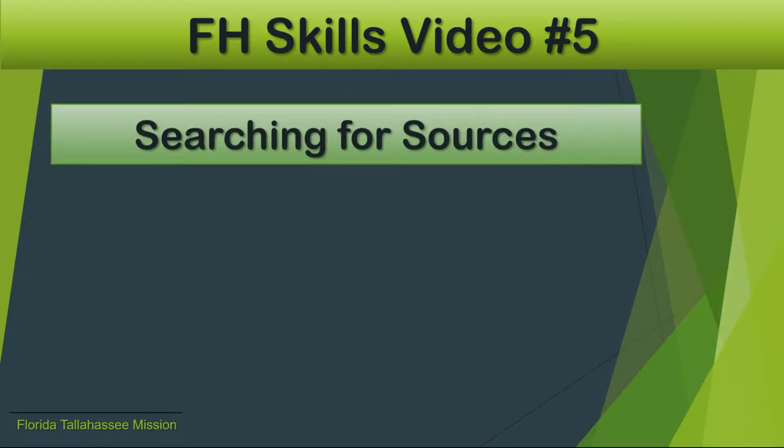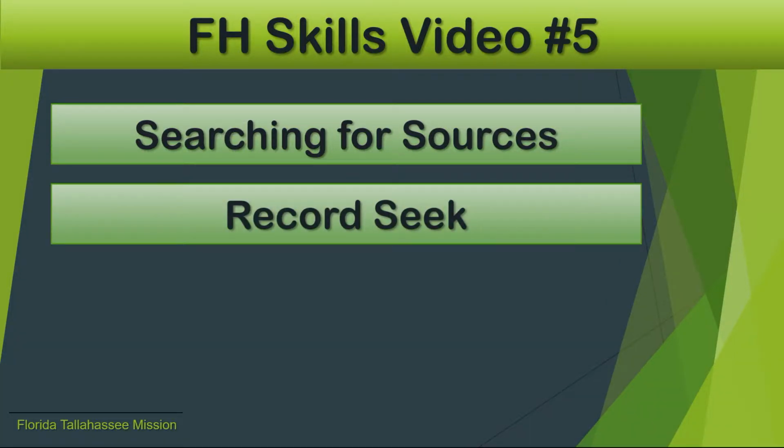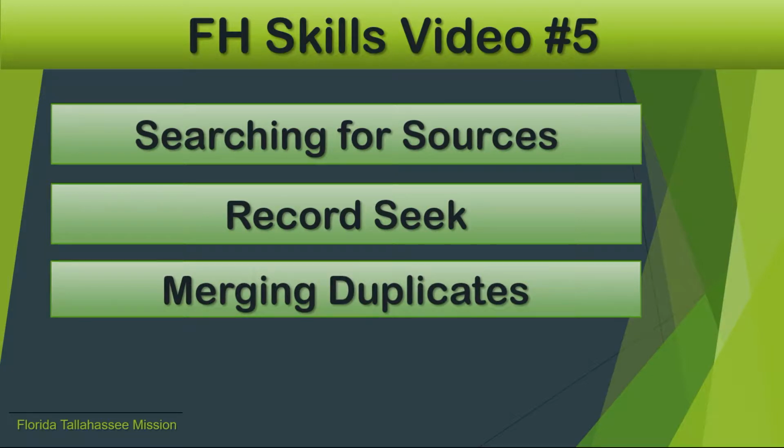After watching this video, we will know the basics of how to search for sources on FamilySearch and Ancestry when we need additional sources to verify the accuracy or identity of an ancestor. Use RecordSeek to attach sources to ancestors on FamilySearch from the information we find on other sites like Ancestry.com, and how to merge duplicates on FamilySearch.